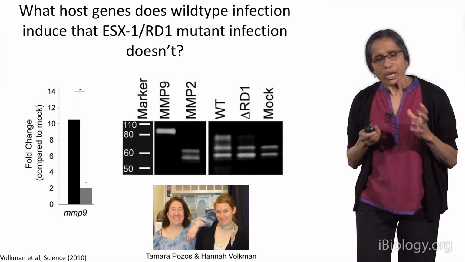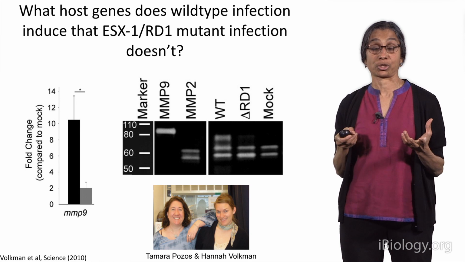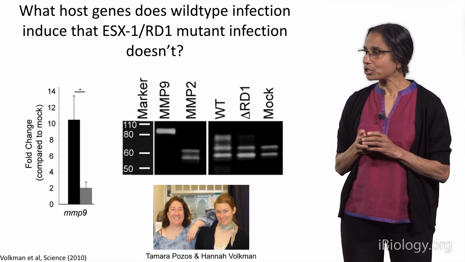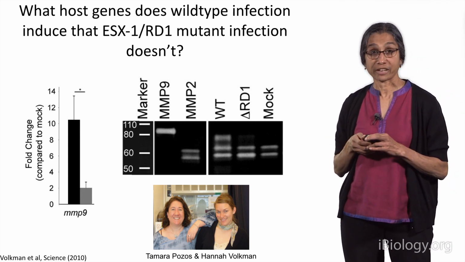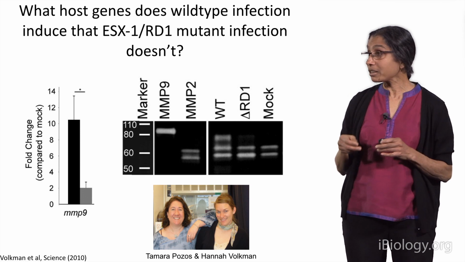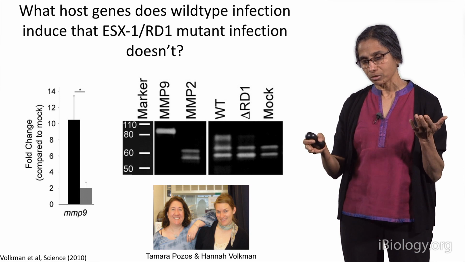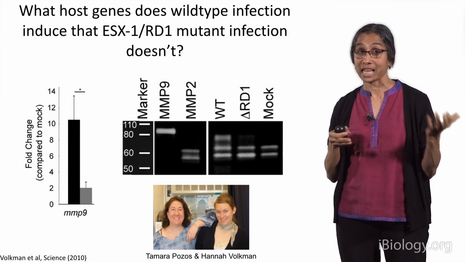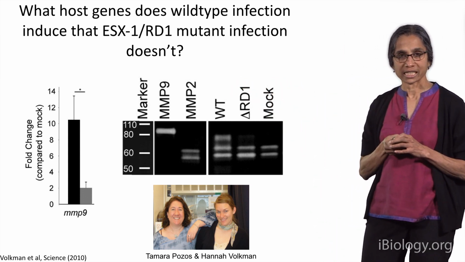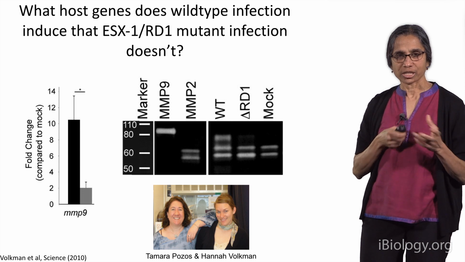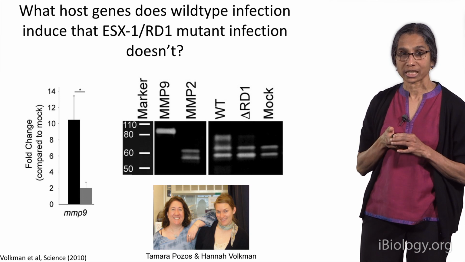So, okay, but the question now is how does this ESX-1 locus induce the recruitment of new macrophages? And so for this part, Hannah was joined by Tamara Pozos, who was a pediatric infectious diseases fellow who joined the lab. And together, they did a microarray where they looked at fish that were infected with wild type or mutant bacteria to identify host genes that might be different between the two. And the gene that stuck out was matrix metalloproteinase 9. And this is an enzyme that remodels the extracellular matrix.